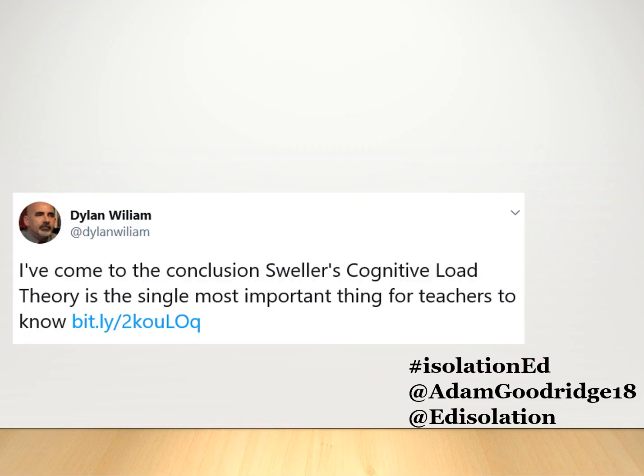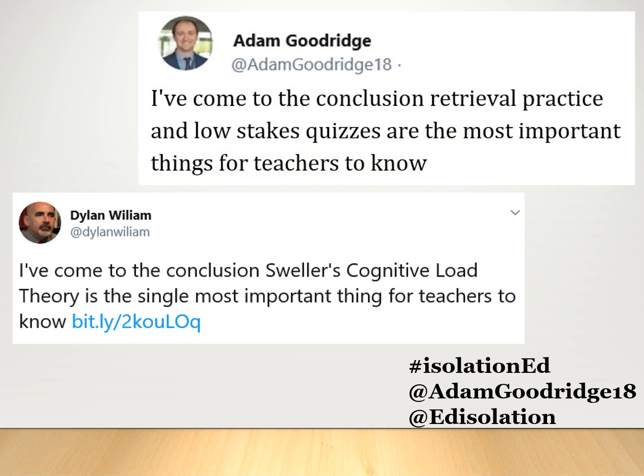This is actually quite a well-known tweet from Dylan William back at the start of 2019. When he says cognitive load theory is the most important thing for teachers to know, I would slightly alter that. I genuinely do think retrieval practice has been the thing that's transformed my own teaching. I think a lot more now about what students are thinking in the classroom, and I plan those opportunities for students to practice things they've done previously, on a regular basis, every single lesson.